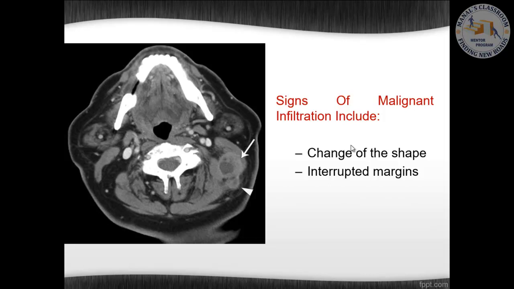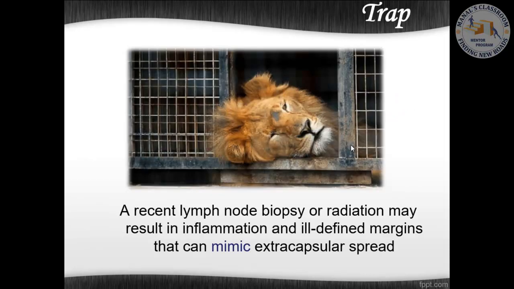If we have a look here, it becomes rounded, no more reniform. The margins are interrupted and surrounded by fatty stranding. That means there's external or extracapsular infiltration of the surrounding fat planes. The trap about this is recent lymph node biopsy or radiation may result in inflammation and ill-defined margin that can mimic extracapsular spread. So if the lymph node is biopsied or there is previous radiation, we have to think that it does not mean that it's always malignant. We have to return to the history to make this differential diagnosis.